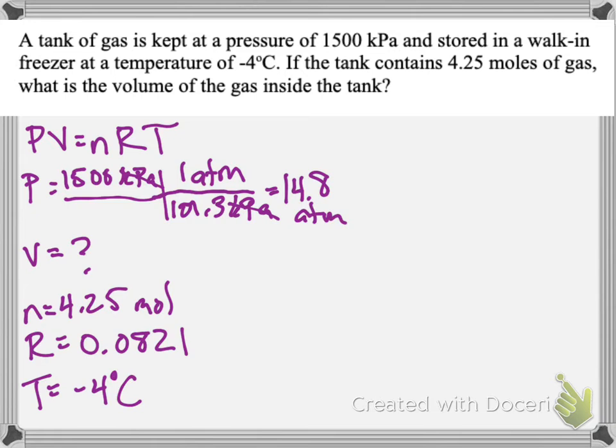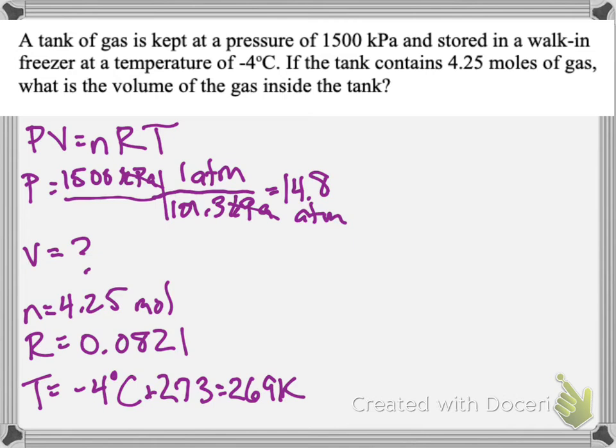We have volume that we're trying to solve for. We're given n as 4.25 moles. You'll often see me abbreviate moles, mol. R is 0.0821. Again, I'm just putting in the number here, and you're welcome to do that as well. And temperature, of course, we need to convert to Kelvin, so we have negative 4 degrees Celsius, and we add 273 to get 269 Kelvin.